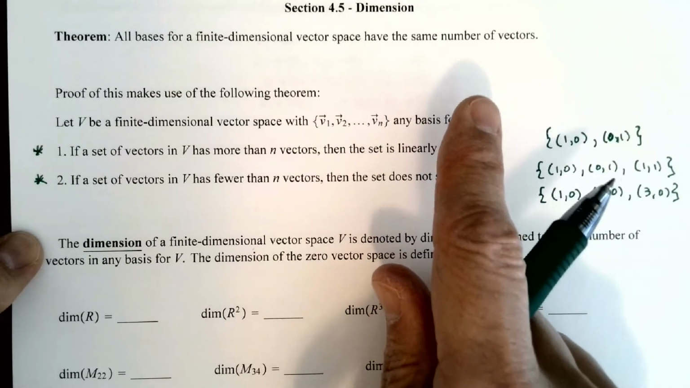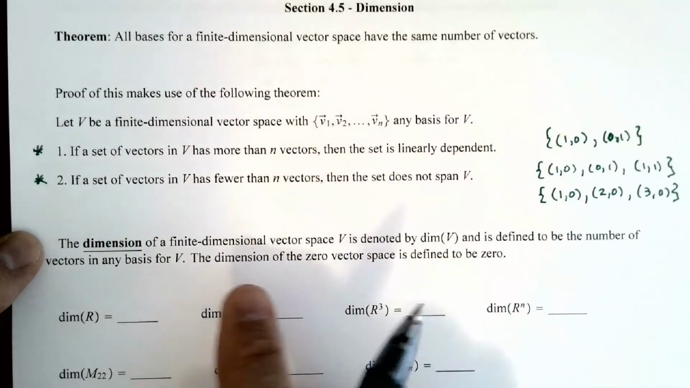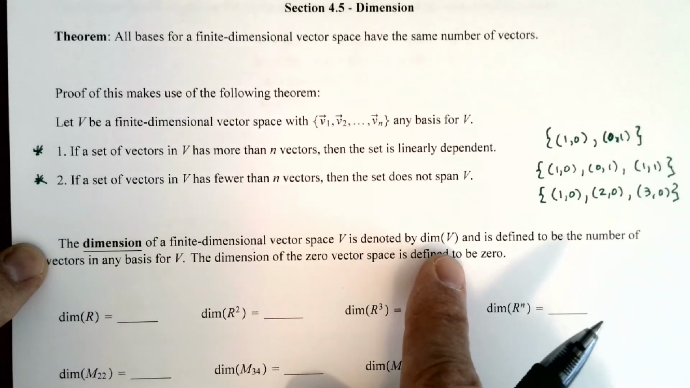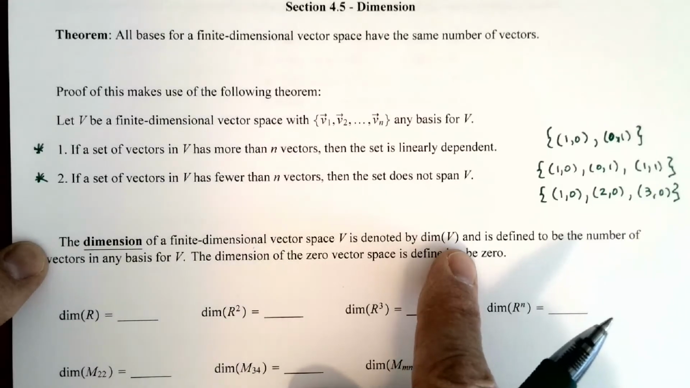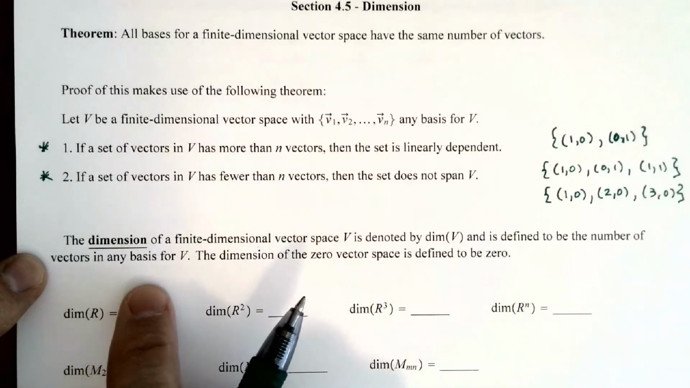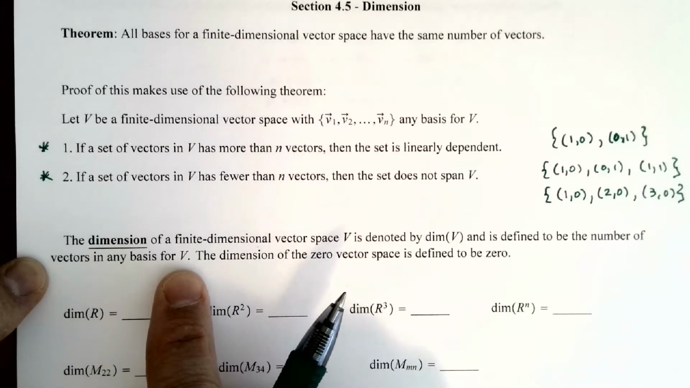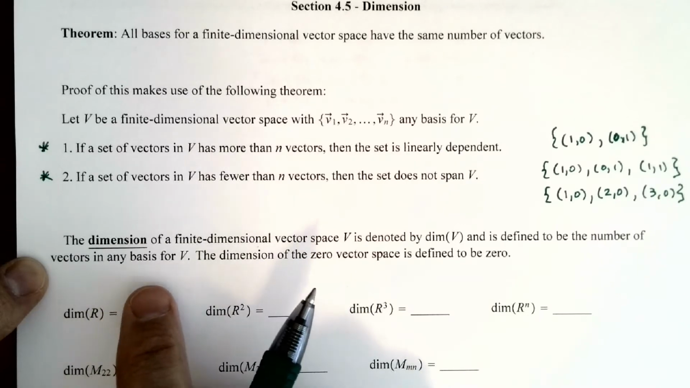And that allows us now to define dimension. The dimension of any finite dimensional vector space, denoted DIM, and then in parentheses we put the vector space, V, is defined to be simply the number of vectors in any basis for that vector space. The number of vectors in any basis. So finding dimension is easy once you have a basis, right? Because once you have a basis, you just count up the vectors. How many are there? That's the dimension.